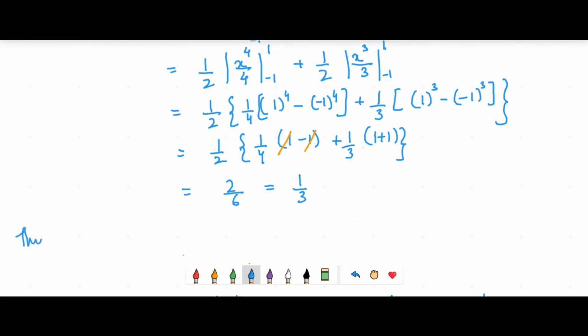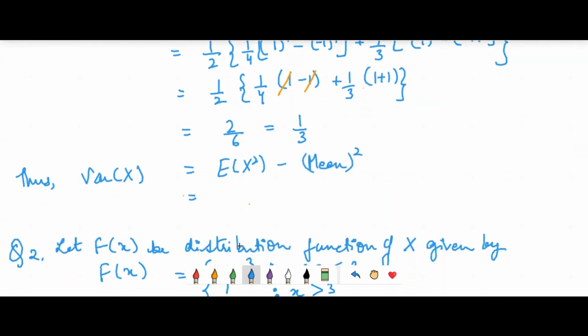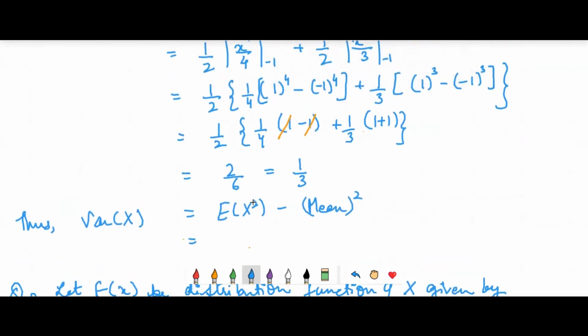So thus, the variance: here we get the answer as 2 upon 9. So this is how we can calculate the expectation and the variance for a continuous random variable.